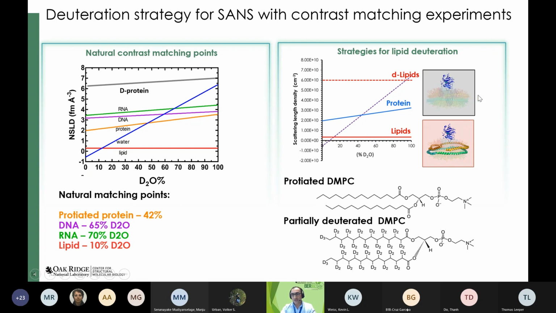In this case here, the way that we applied this was to deuterate the membrane scaffold. So we matched the contrast match point of the lipids with the membrane scaffold, keeping the membrane protein stabilized protiated.